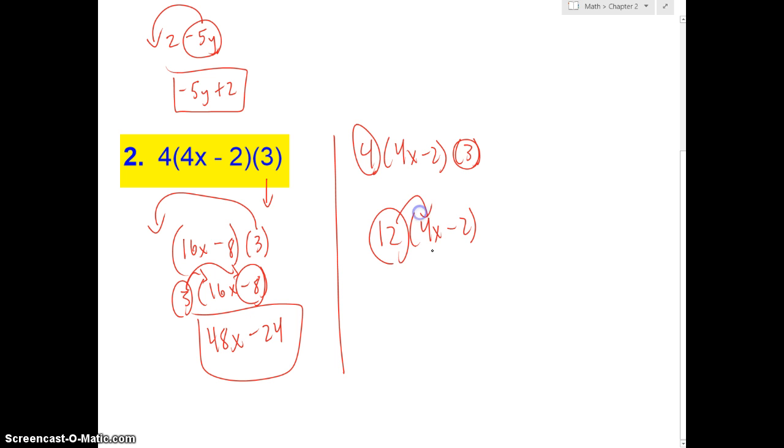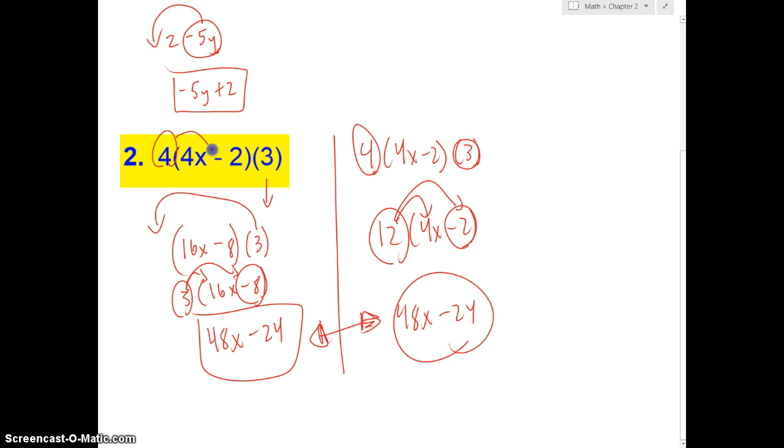Now I'm going to say 12 times 4x, 48x. 12 times negative 2 is negative 24. Notice what we have. These are the exact same answer. You can distribute the 4 and distribute the 3, or you can multiply the 4 and the 3 and then distribute.